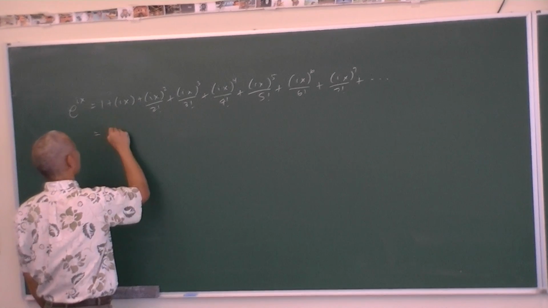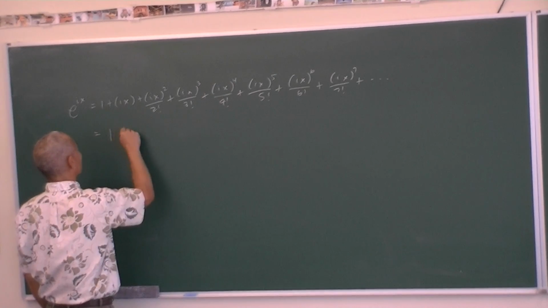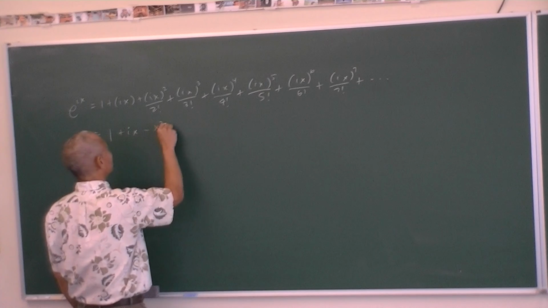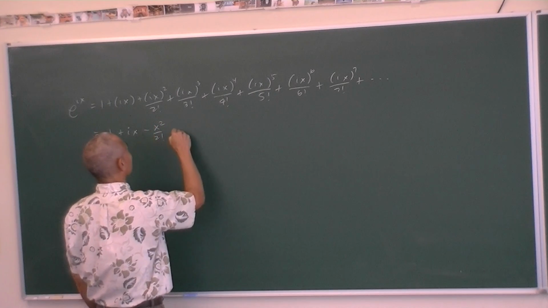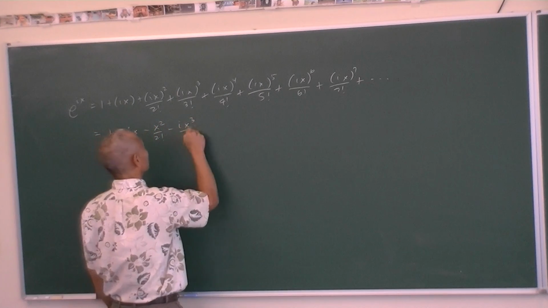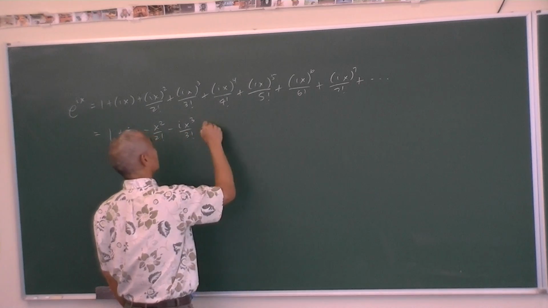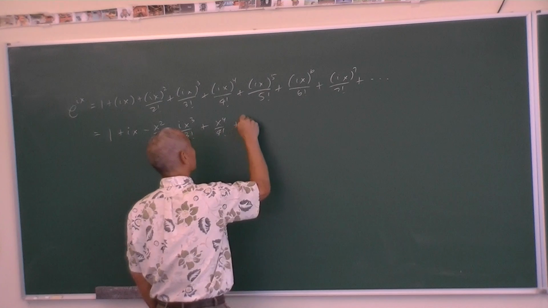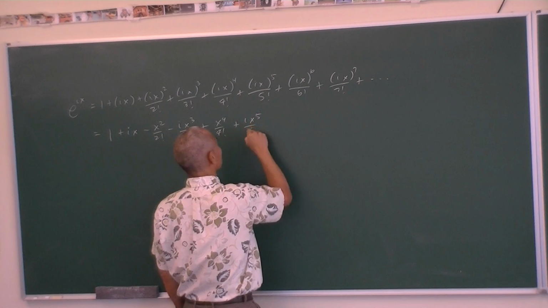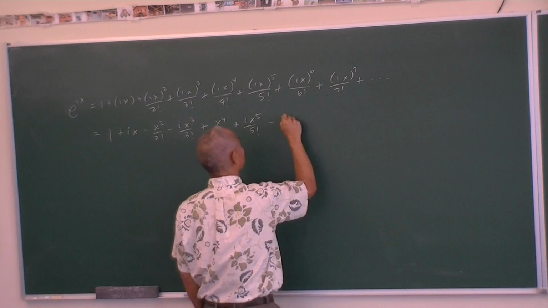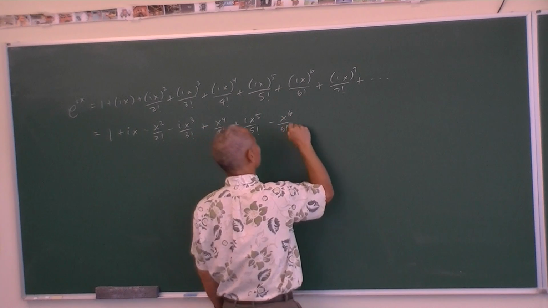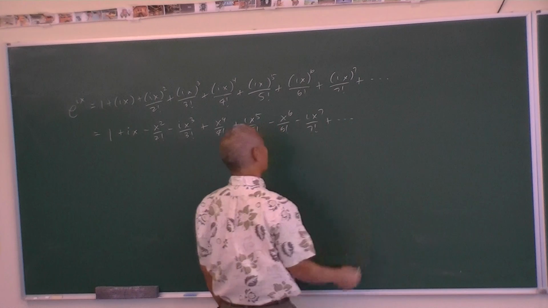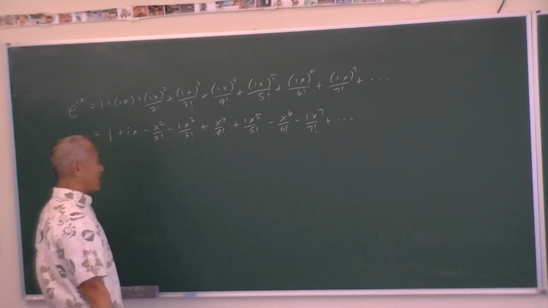I'll do the first term, 1. In fact, I'll do the second term too, ix. And then minus x squared over 2 factorial, minus ix cubed over 3 factorial, plus x to the 4th over 4 factorial, plus ix to the 5th over 5 factorial, minus x to the 6th over 6 factorial, minus ix to the 7th over 7 factorial. That is correct.